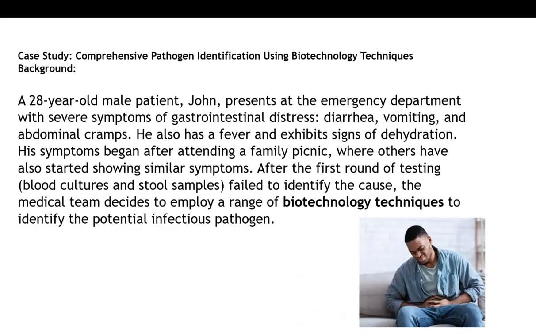So this is a case study. I want you to read it, and then based on the techniques that we talked about, see if you can figure out what technique can help in order to identify the potential infectious pathogen. You have the answer at the end of the slides, but I want you to think about it, and there is not just one specific technique. There can be more than one. You can use different ways in order to figure out what is the infectious agent.